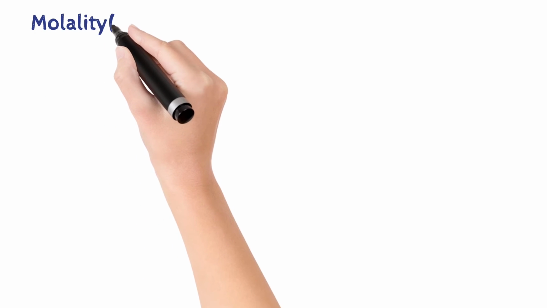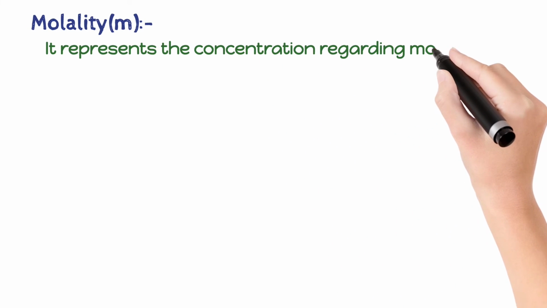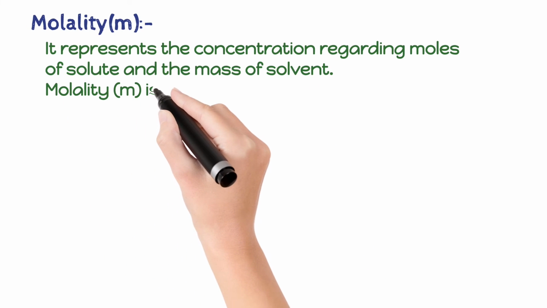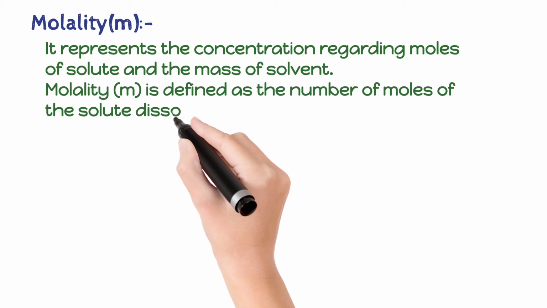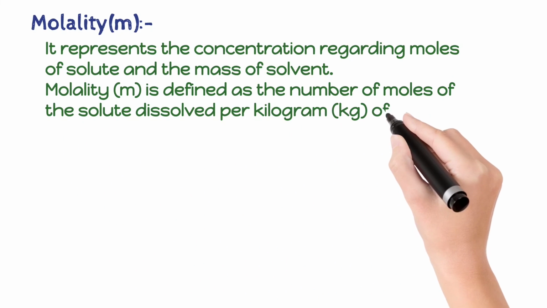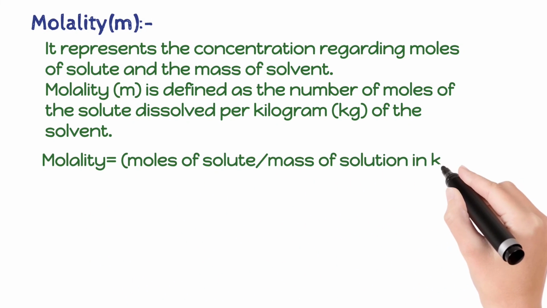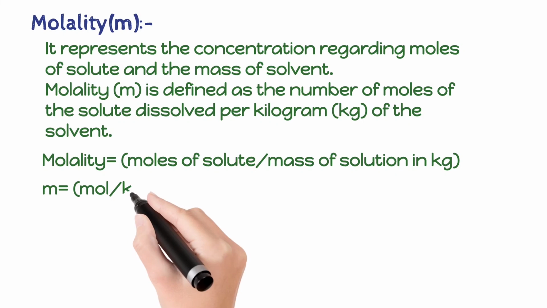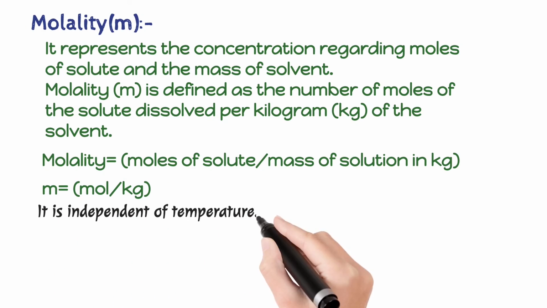Now, molality. It represents the concentration in terms of moles of solute and the mass of solvent. Molality is defined as the number of moles of the solute dissolved per kilogram of the solvent. Molality equals moles of solute divided by the mass of the solvent in kg. The unit of molality is mole per kg. It is independent of temperature.